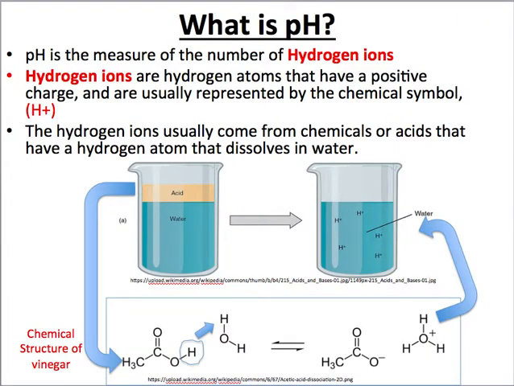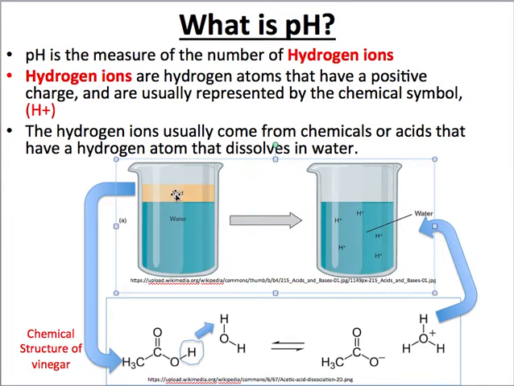Now let's talk about pH. So you may have remembered pH from 6th grade when you did a couple of experiments with your 6th grade teacher. But just as a review, pH is a measure of the number of hydrogen ions. So hydrogen ions are hydrogen atoms that have a positive charge, and it's usually represented by this chemical symbol H+. So you can see here in this picture, here is water and we poured acid on top.